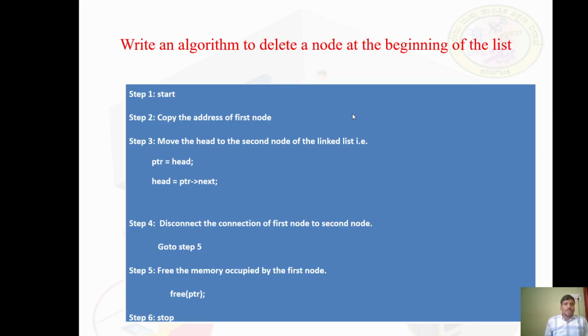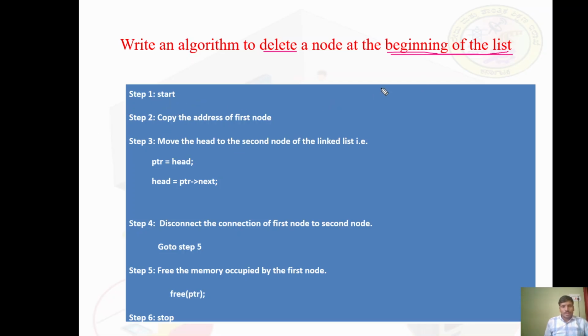Okay, coming to the second operation: write an algorithm to delete a node at the beginning of the list. So from the existing list we created, we have to delete the first node. We need to write its algorithm. So it is very simple.